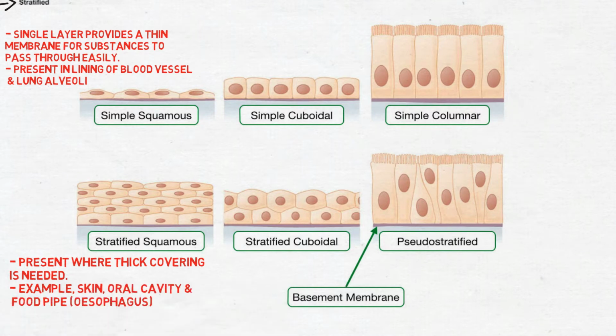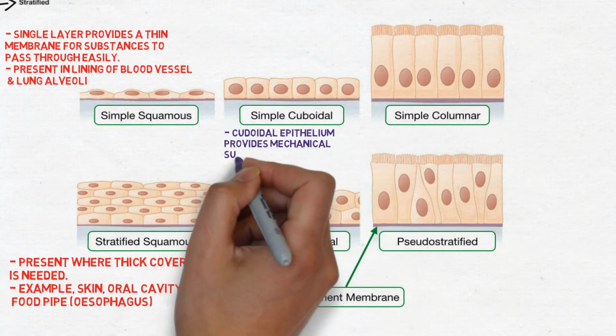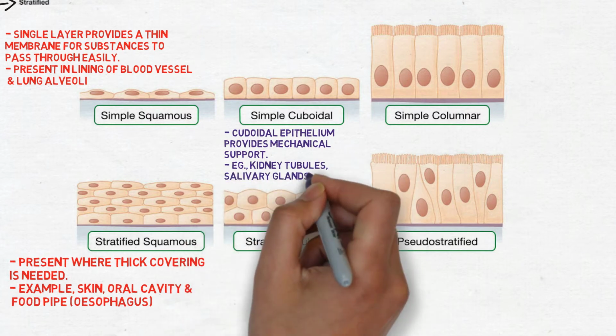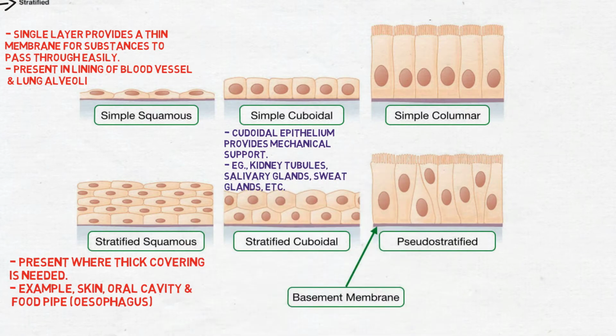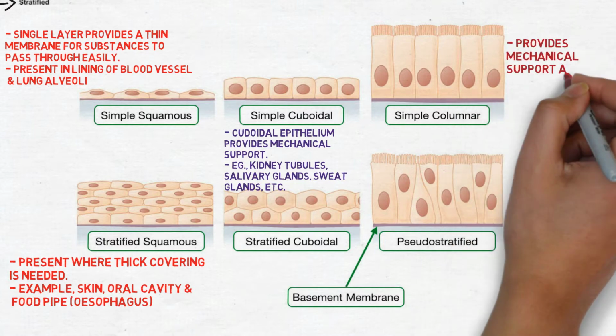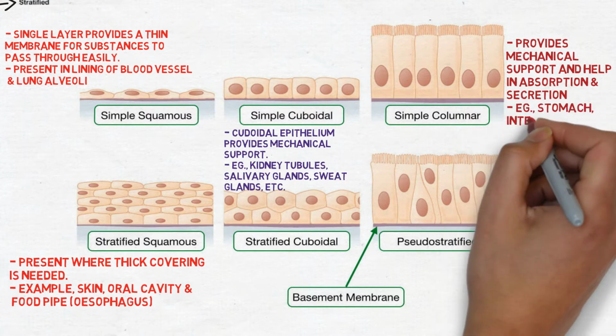Cuboidal epithelium provides mechanical support and helps in absorption or secretion. These are present in kidney tubules, salivary glands, sweat glands, etc. Columnar epithelium provides mechanical support and helps in absorption and secretion. These are present in stomach and intestine.